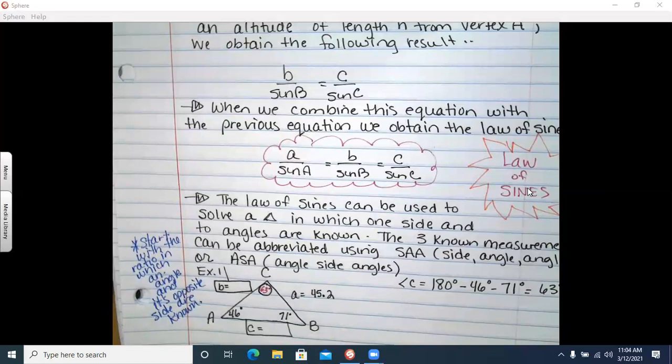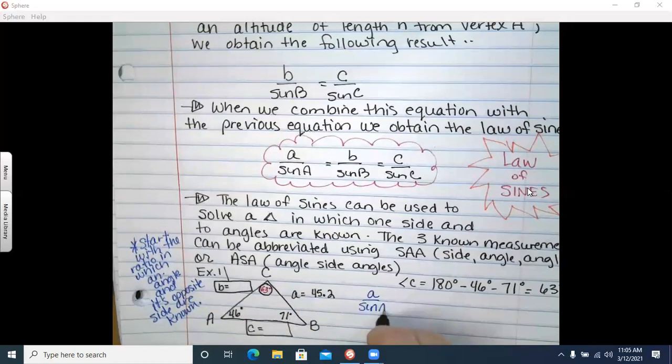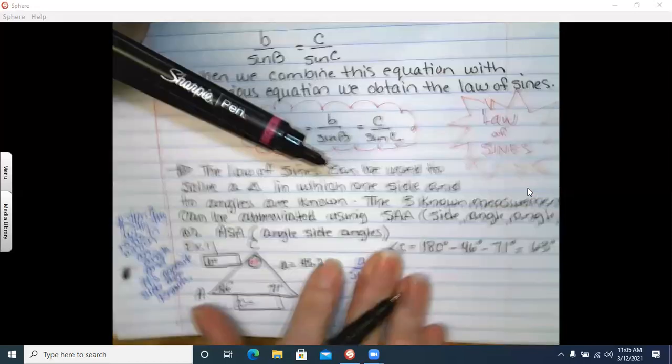The only side that I know is side A, right? So we have to at least start with a over sine A, because we know that angle and the side opposite. On the other ones, we know the angles, but we don't know the sides opposite, okay? So we know a over sine A, and we're going to set that equal to either b over sine B or c over sine C. It doesn't matter because we need to find everything, okay? So I'm just going to start with c over sine C.